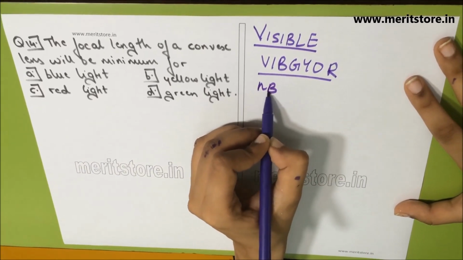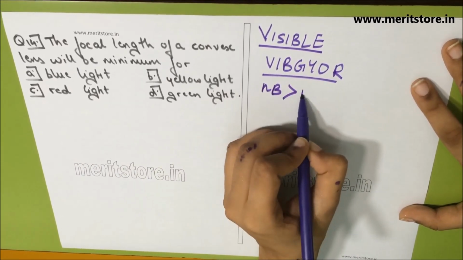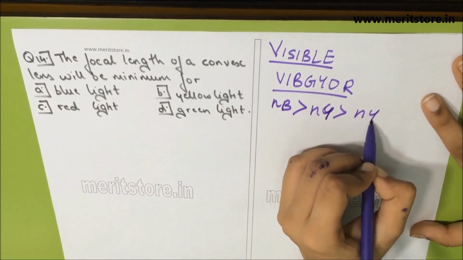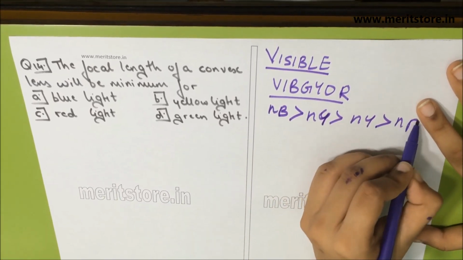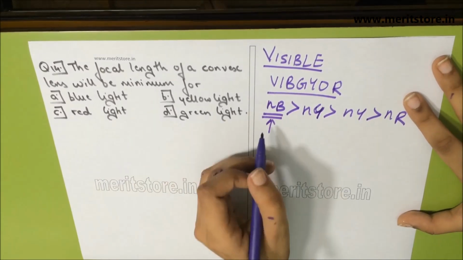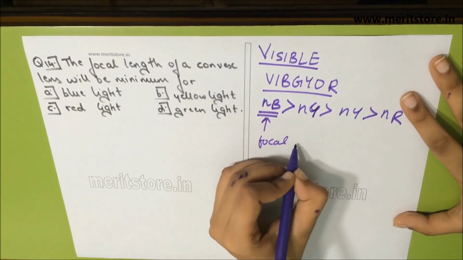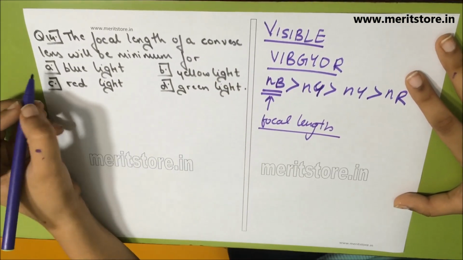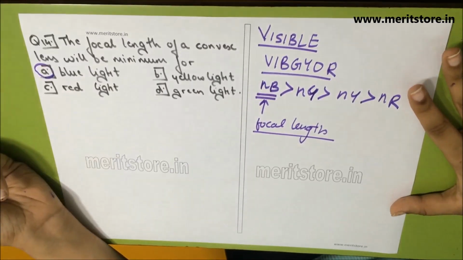So n of blue will be greater than n of green, which will be greater than n of yellow, which will be greater than n of red. Since n of blue is the highest, the focal length of the blue light will be minimum. Thus, option A.